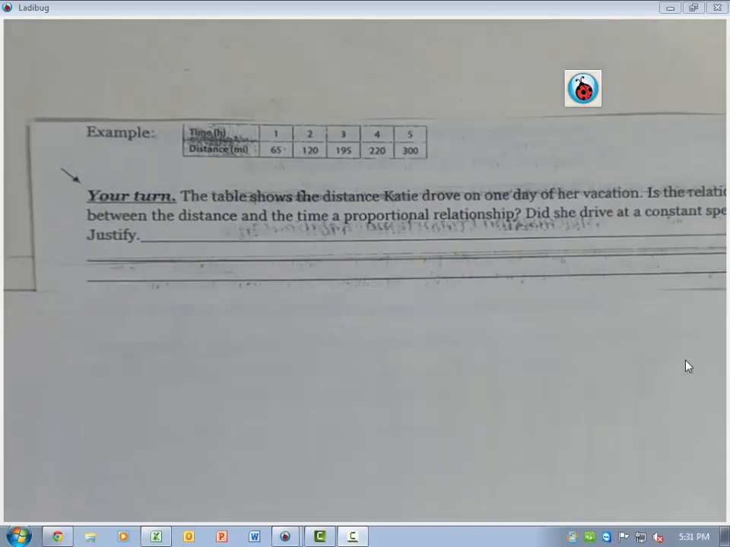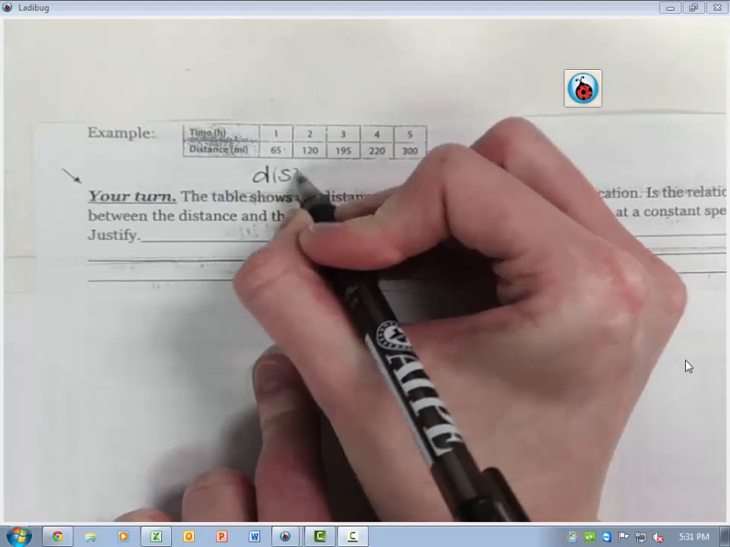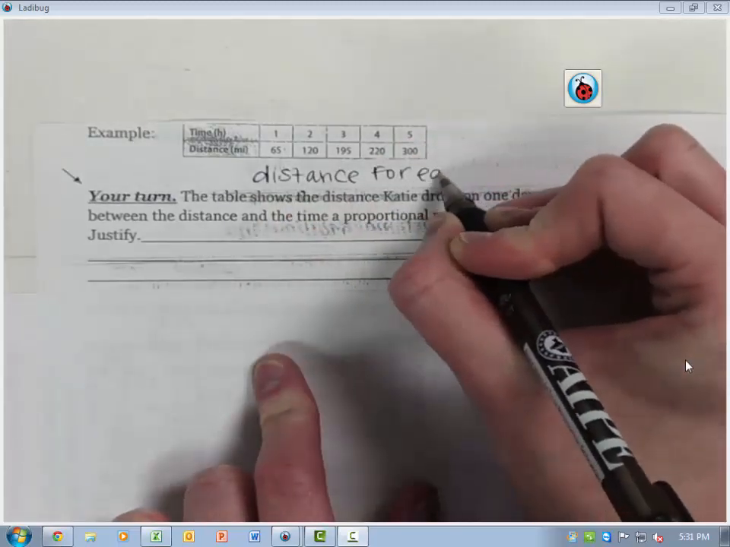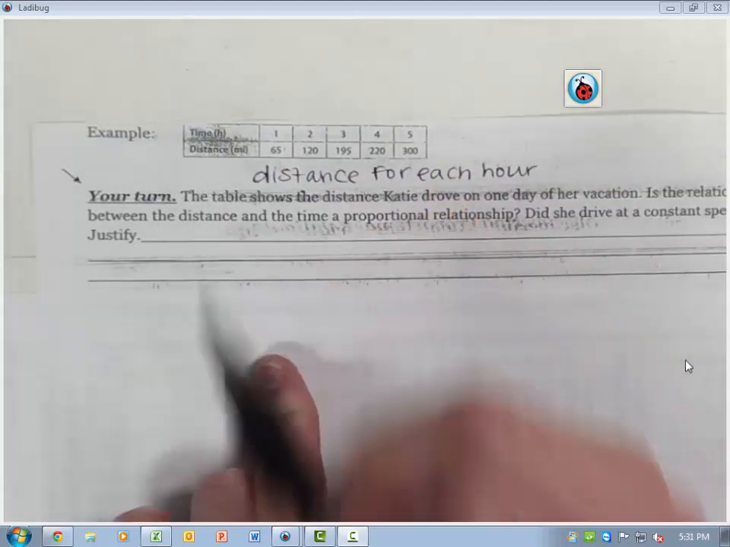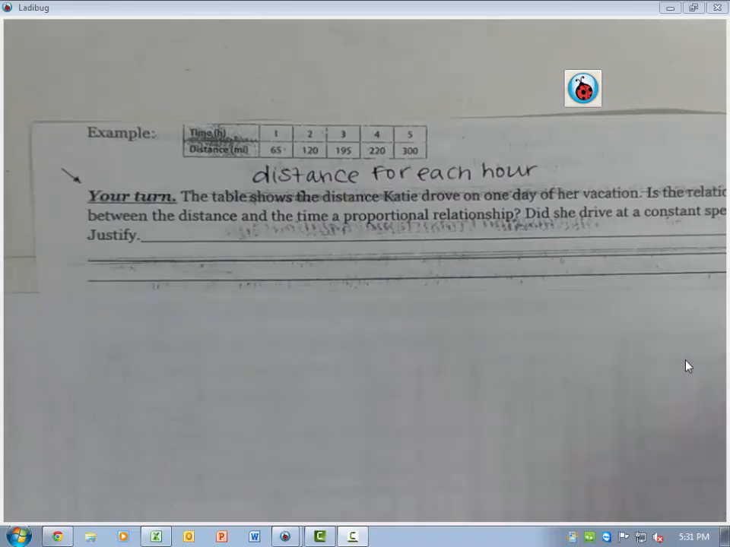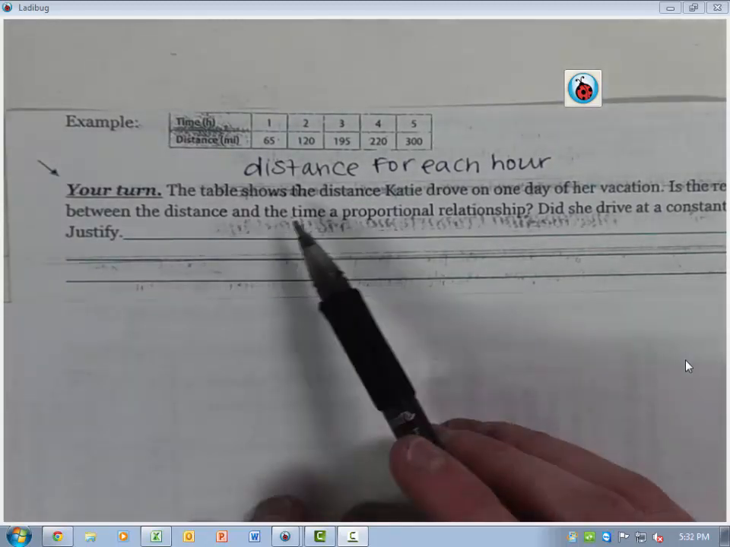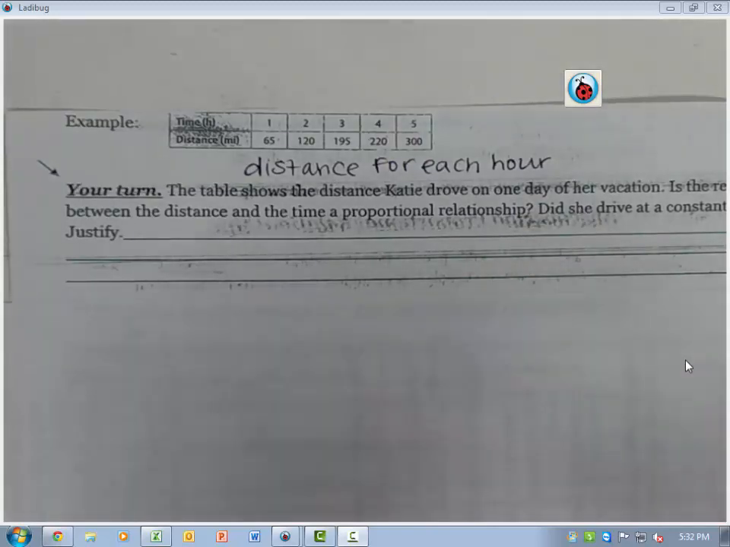Welcome back. I hope you paused me and tried it by yourself. For this question, I want to know the distance for each or every hour, because time here is represented in H, so I'm assuming it's hours. So distance per or for each hour. Okay, so in this problem, it's asking, the table shows the distance Katie drove on one day of her vacation. Is the relationship between the distance and time a proportional relationship? Did she drive at a constant speed?